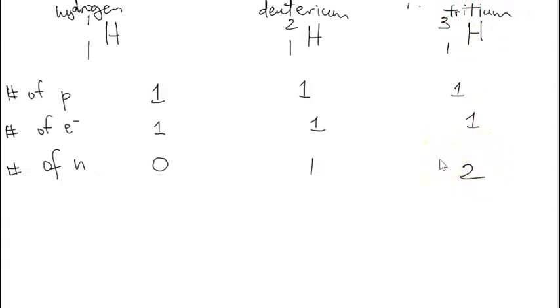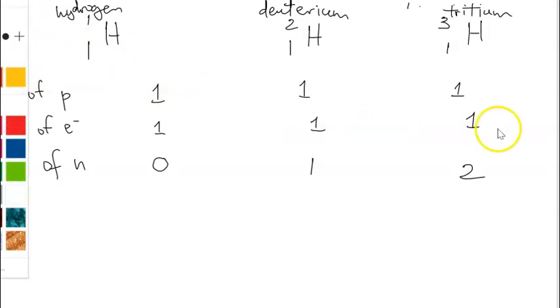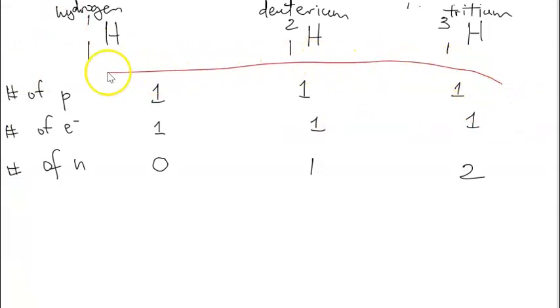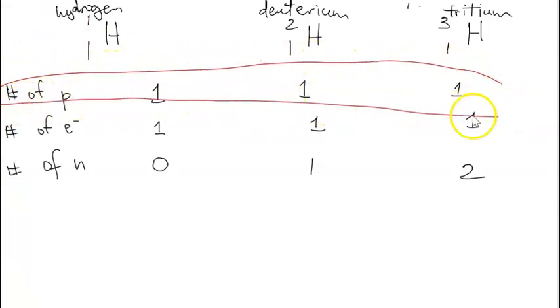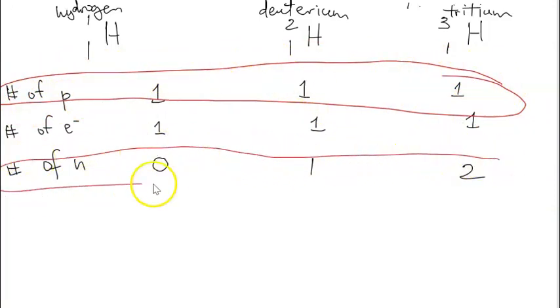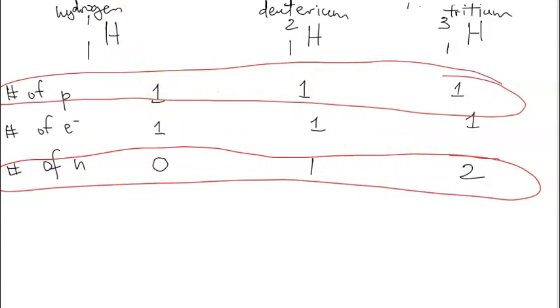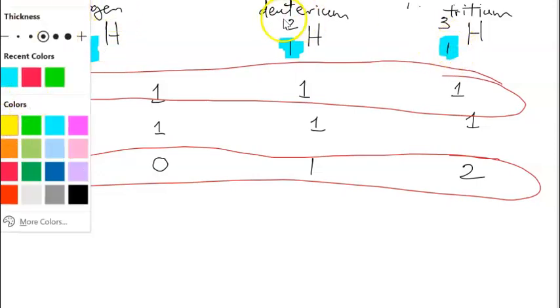All isotopes of hydrogen, what's different? So we have the same number of protons, same atomic number, but different numbers of neutrons, or different mass numbers.